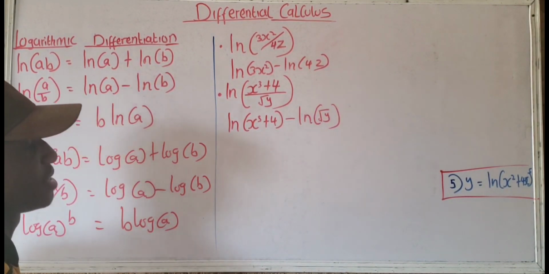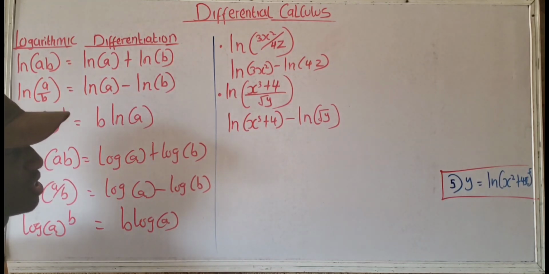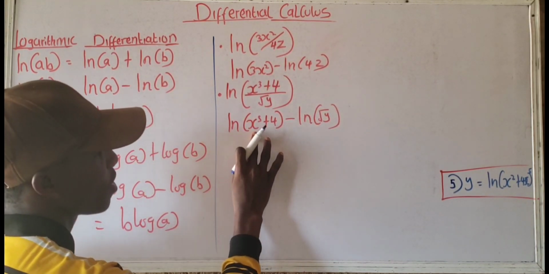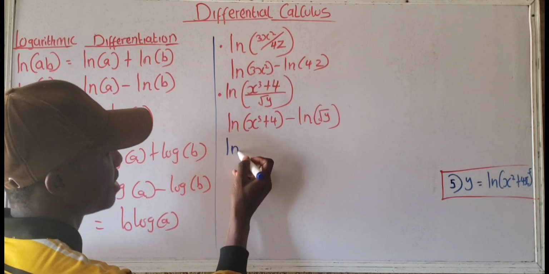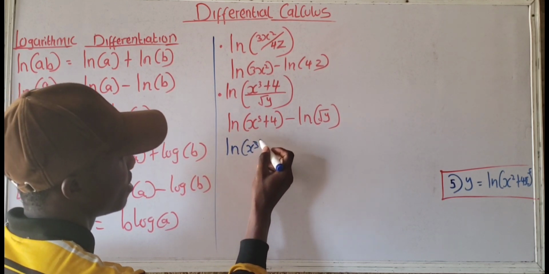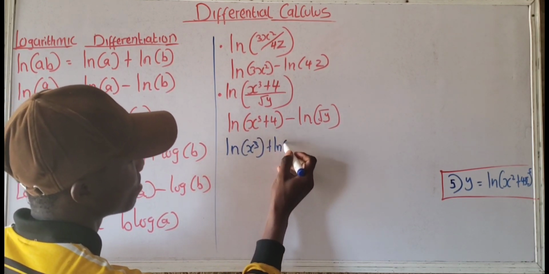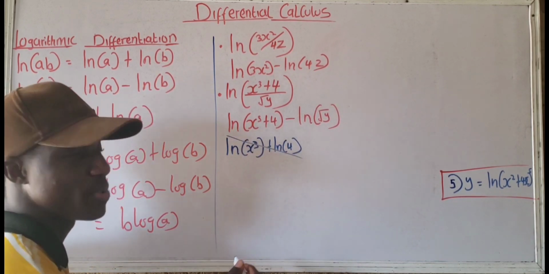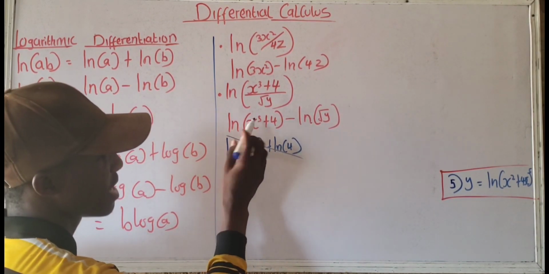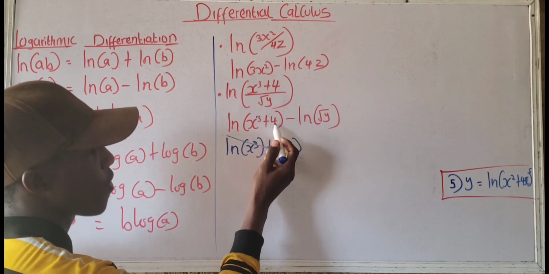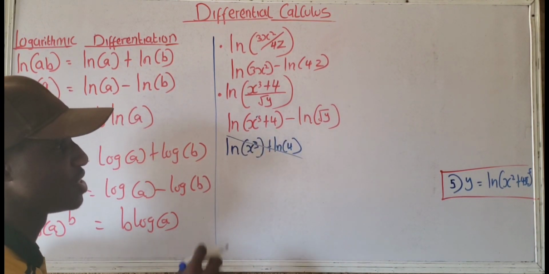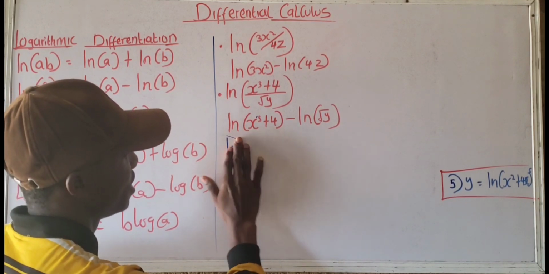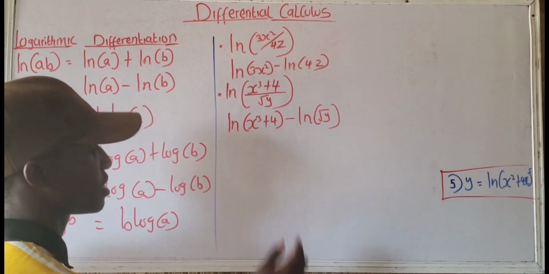Okay? Now, I want you to pay attention. Don't write this. Don't say that ln x raised to the power of 3 plus ln x raised to the power of, okay, plus ln 4. This is wrong, okay? Are you paying attention? Because the sign between x raised to the power of 3 and 4 is not a product sign, you understand? So, you can leave your answer like this and you can proceed as follows.